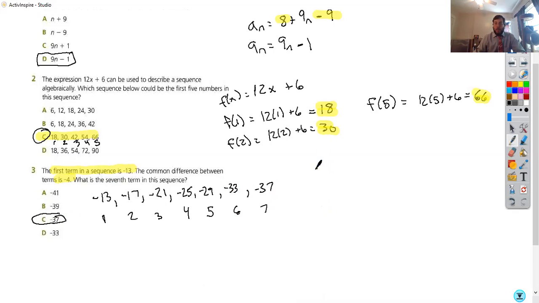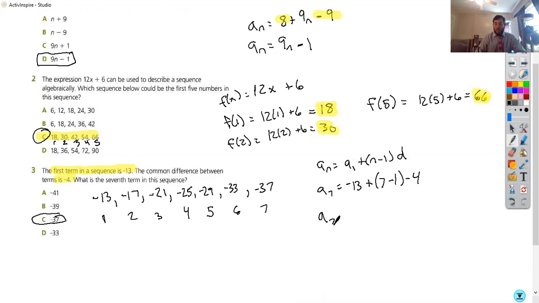Another way would be to write our formula. So we have a of n equals a1 plus n minus 1 times d. So if we want to find a of 7, so a7, we could go through here and fill in this formula. So a1 was negative 13 because that was our first term, plus n here is 7 minus 1 times our common difference of negative 4.